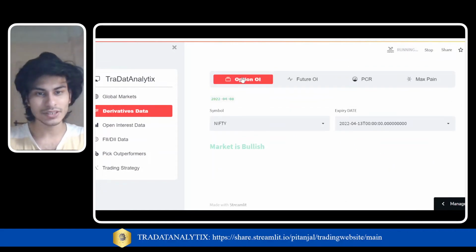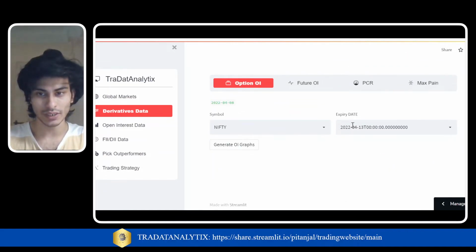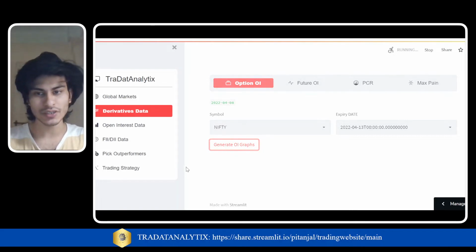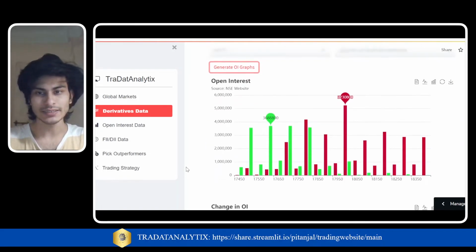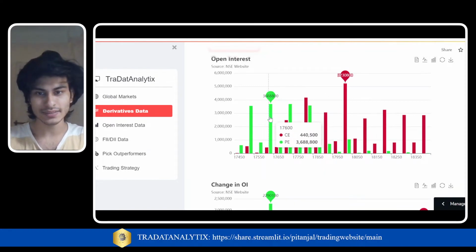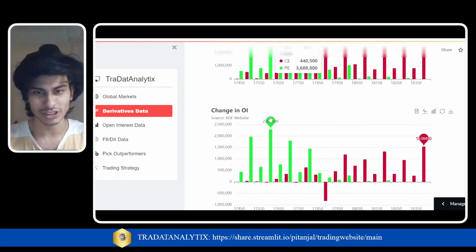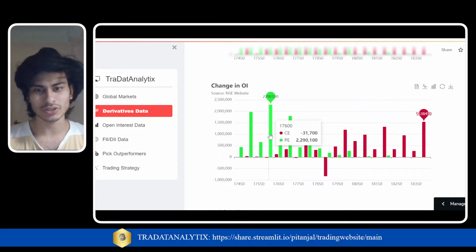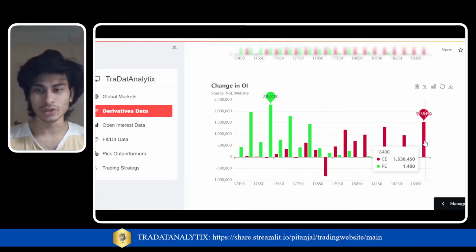Next, coming to the option OI. If you generate graphs for Nifty and see how the OI looks, yeah, there you are. You can see that 18,000 looks to be a very good resistance and 17,600 looks to be a very good support. So we can expect maybe Nifty to expire in this particular range given the current data. Of course this would change. In OI, once again, you can see 17,600 puts coming in heavily, and there was some very good call addition at 18,400 levels.